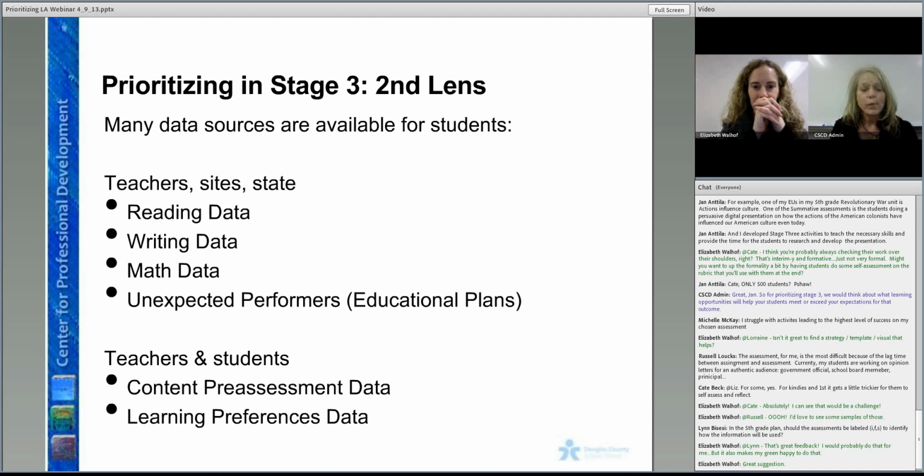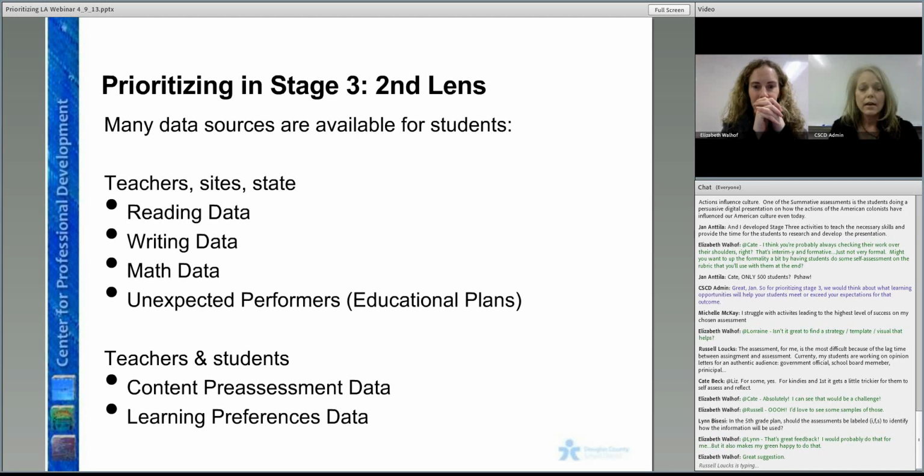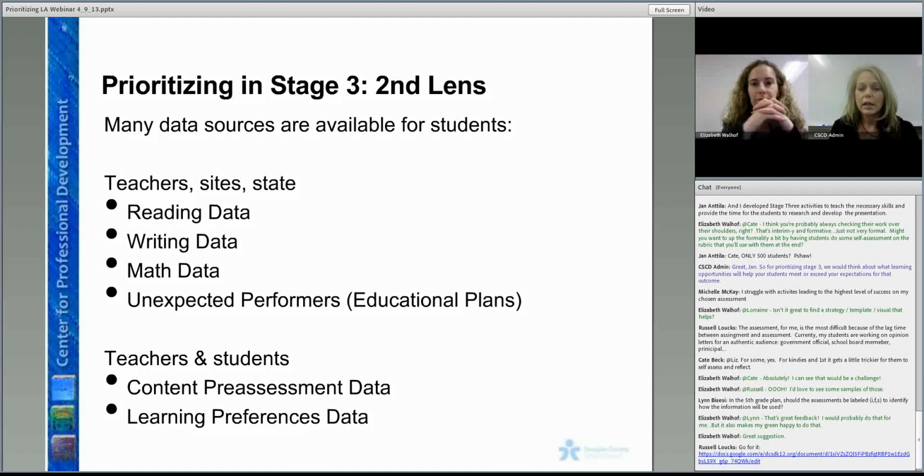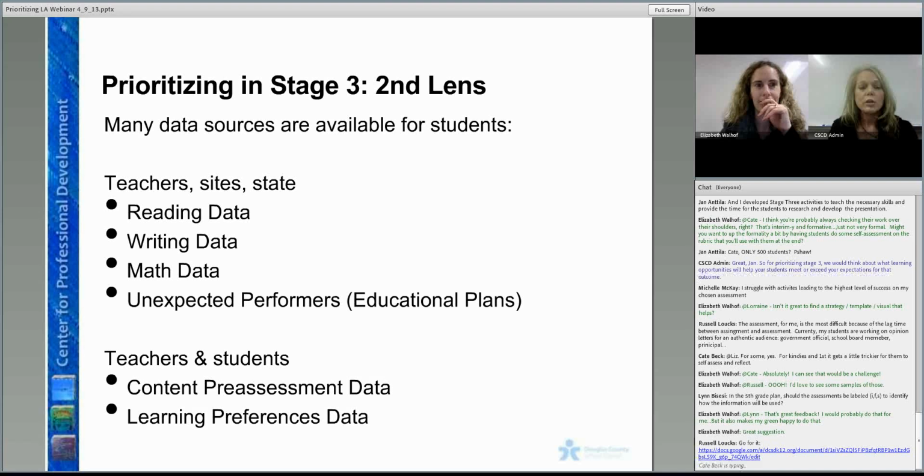We also have information directly from our students. A lot of teachers use content pre-assessment data, either for the year or by unit, and they also use learning preferences data. Some schools use just the auditory kinesthetic visual learning data. A lot of teachers use information about their kiddos about learning modalities or even emergenetics profiles. So we have a lot of data at our fingertips, and that's really the next lens to look at as we're designing learning activities, again, to address Michelle's questions, to get kids to perform at that highest level of thinking.